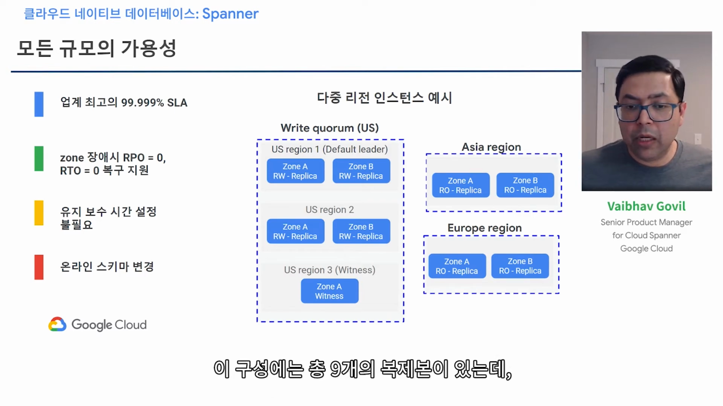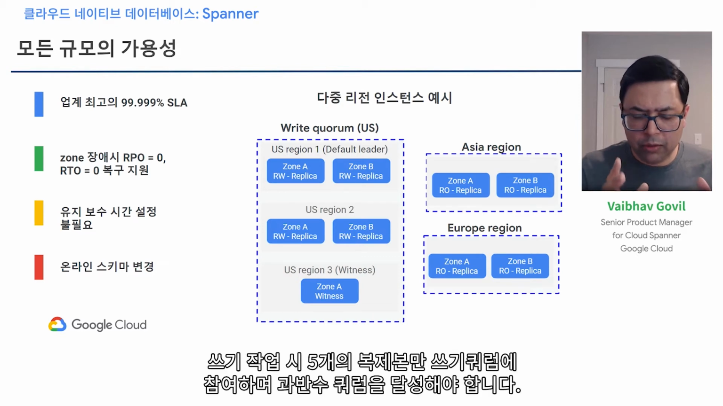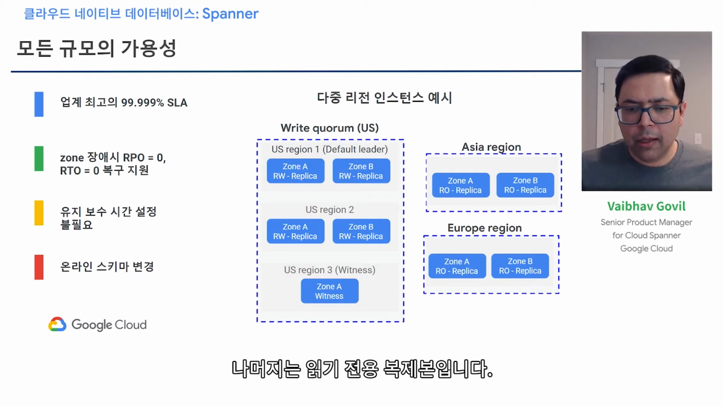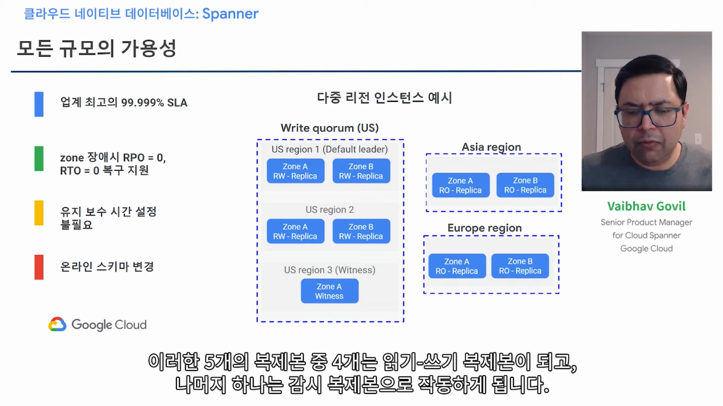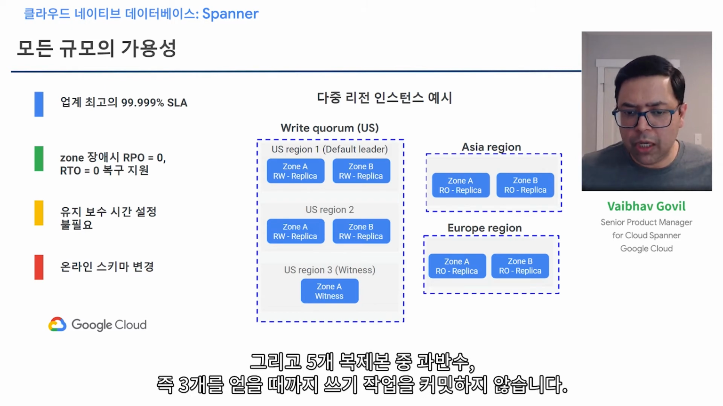And in this case, whenever a write has to happen, there are in total 9 replicas in this configuration. But within this write quorum, only these 5 replicas will participate in the write, and majority quorum has to be achieved. The rest are read-only replicas. And all these 5 replicas, which is 4 read-write replicas and the witness replica, are going to vote on the write. And till we get a majority, which is 3 out of 5, we don't commit the write.